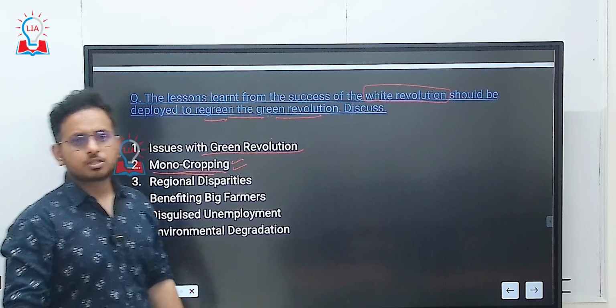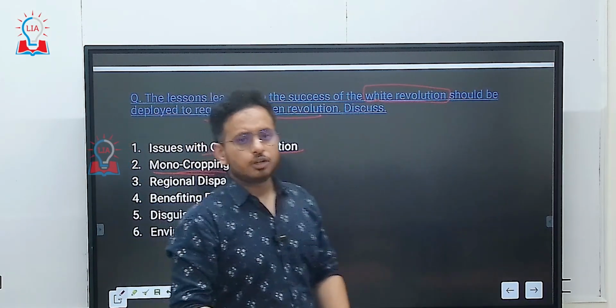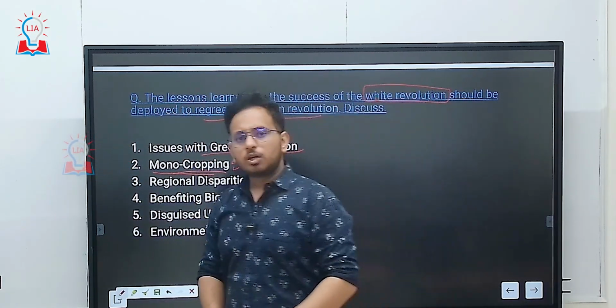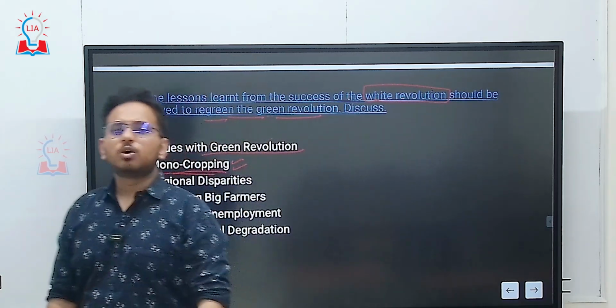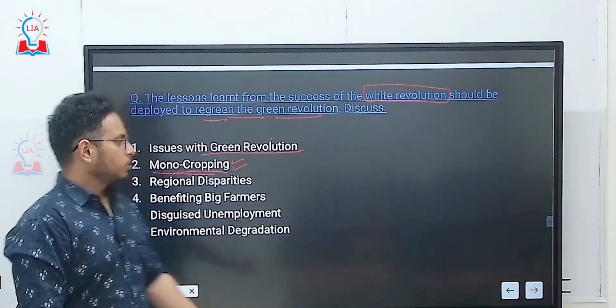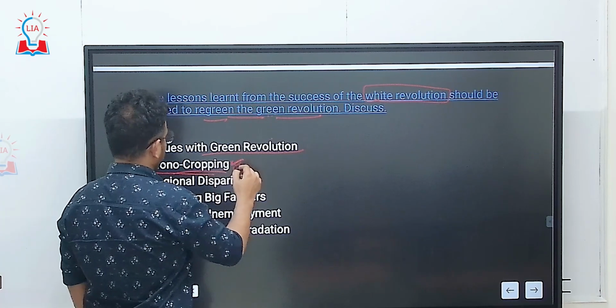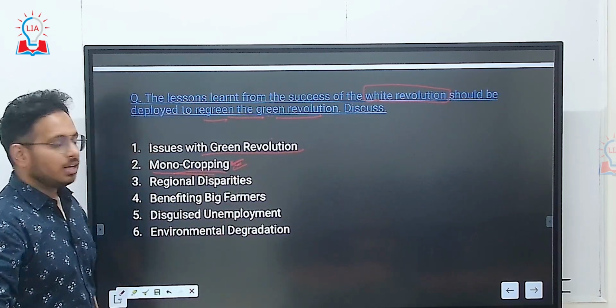For example, if a farmer is growing rice in 2023, he'll continue to grow rice in 2024 also. He'll grow rice in 2025 also, and in 2026 also. So this is something called as monocropping. Okay, which is really, really bad.